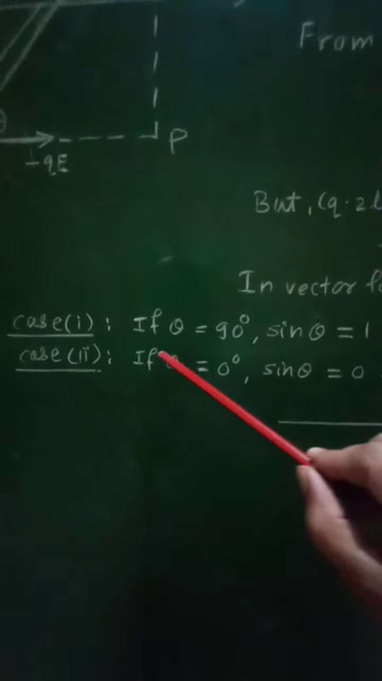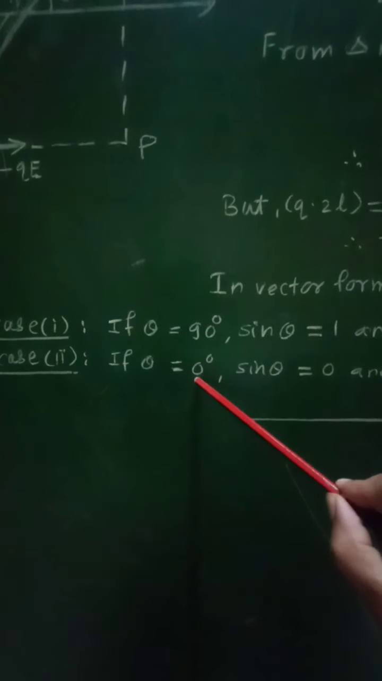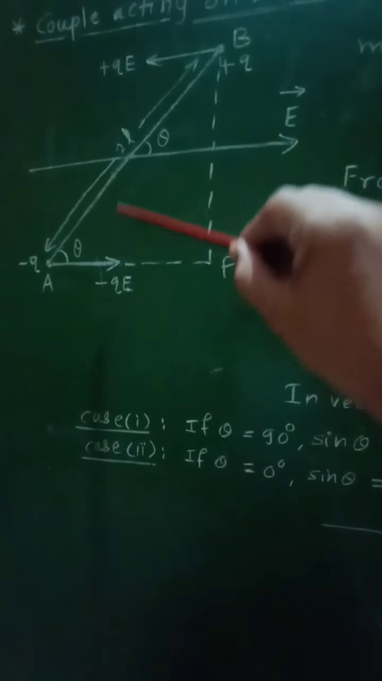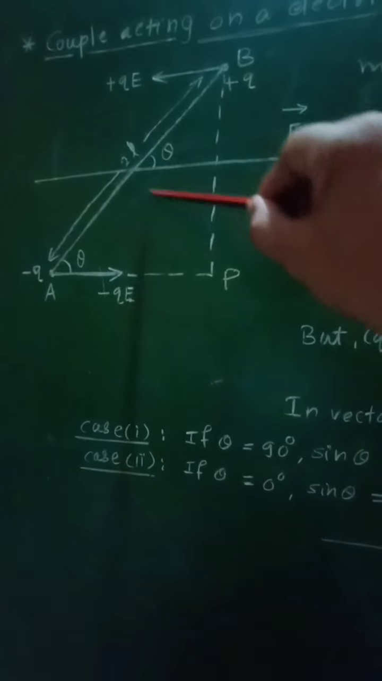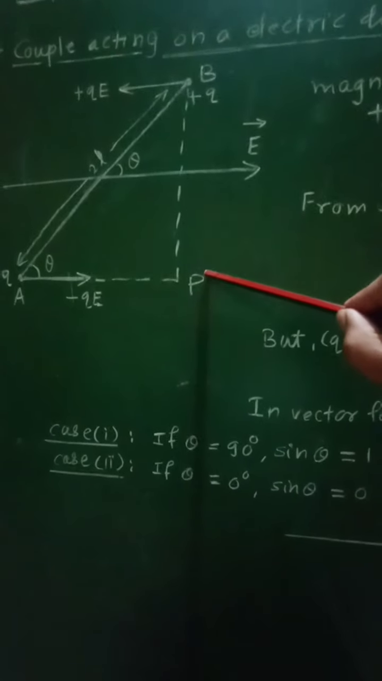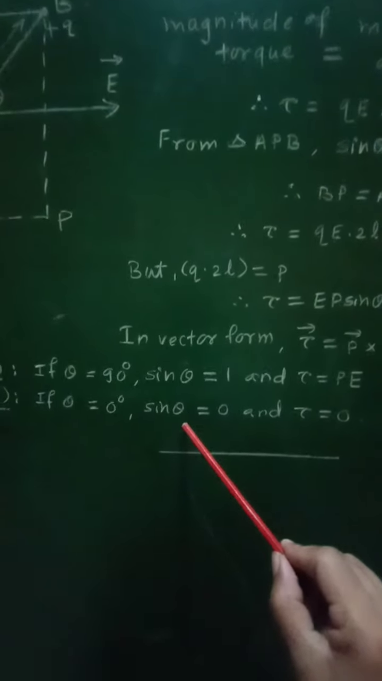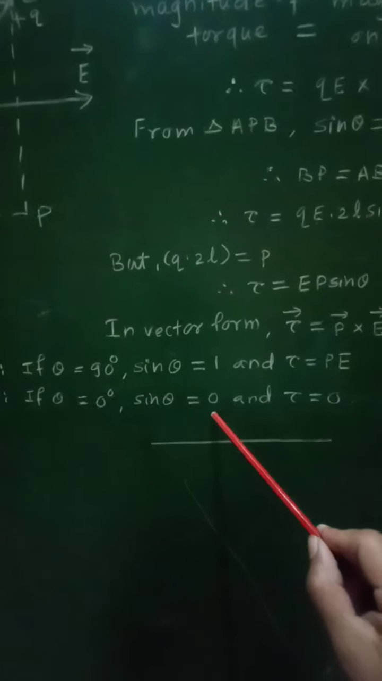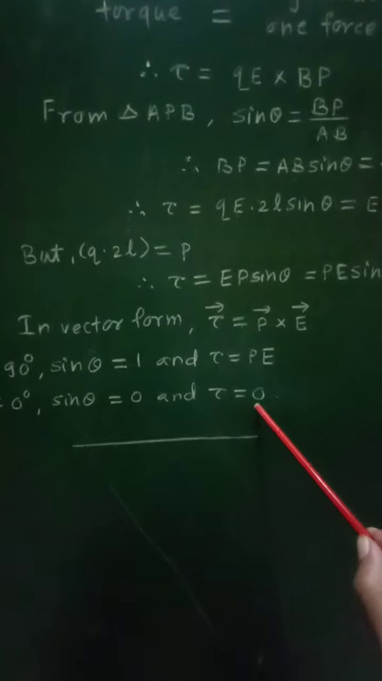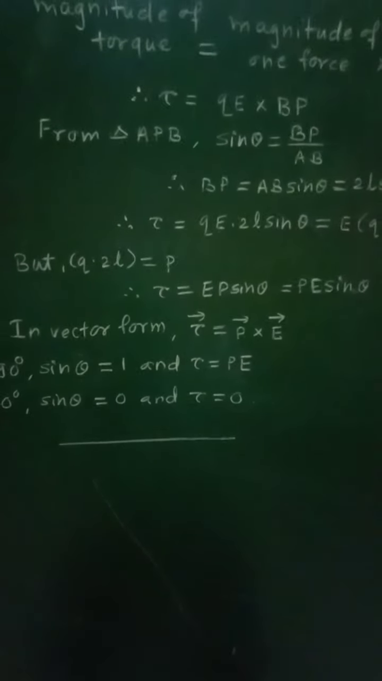Now if you consider the second case, that is if theta is equal to 0, that means the electric dipole will be parallel to the direction of electric field. At that time, sin theta, that is sin 0, will be equal to 0 and the torque acting on the electric dipole will be equal to 0. So this will be the minimum value of the torque.